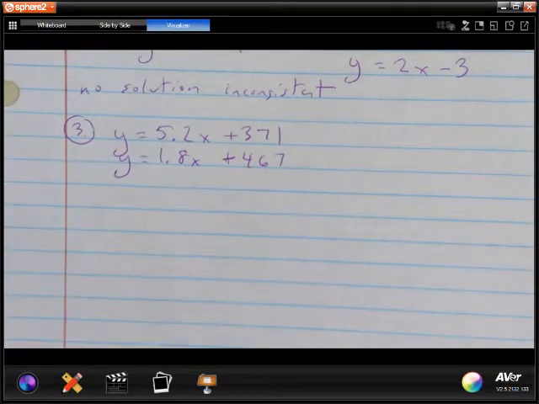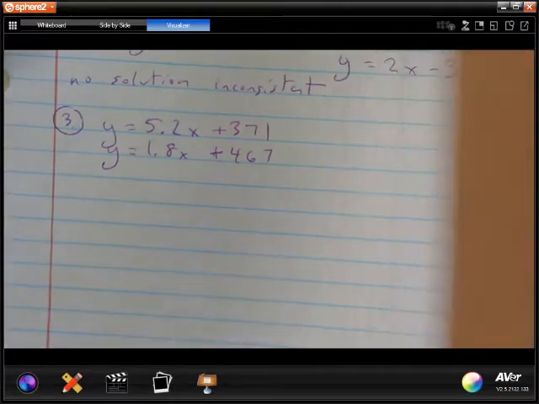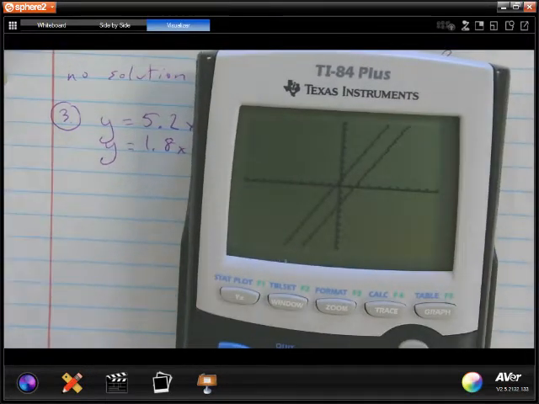All right, so we're graphing the system and finding the solution of the system y equals 5.2x plus 371, and y equals 1.8x plus 467. All right, so let's go ahead and go back to our y equals screen and type that in.